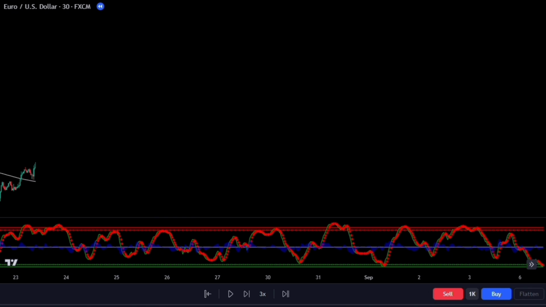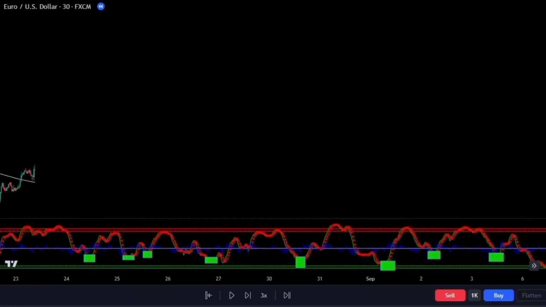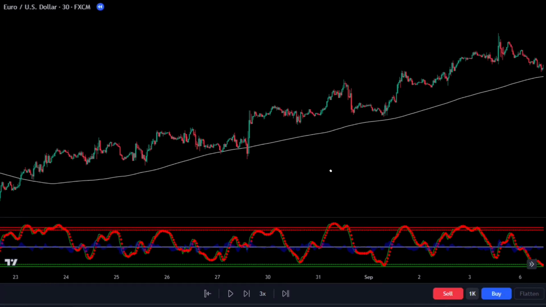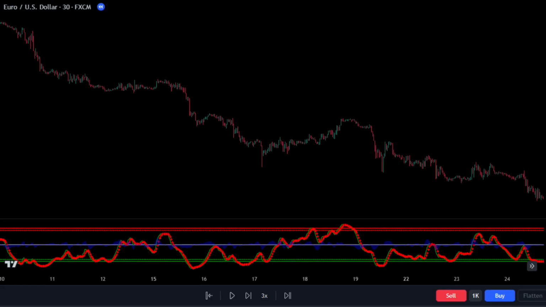When the line that shows the direction of the wave crosses below a certain mark, that's a signal to buy. It's also important that the current price is higher than the average price over the past 200 days. This way, we make sure we only trade when the market is going up, which is a powerful combination. If we want to sell instead of buying, we do the opposite.